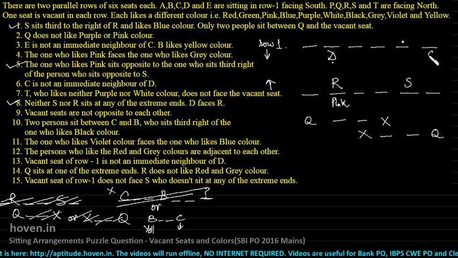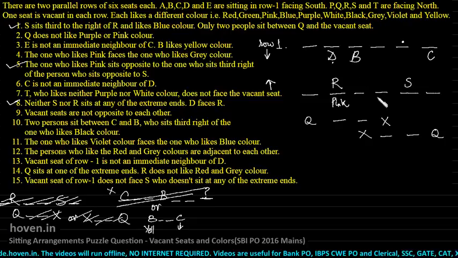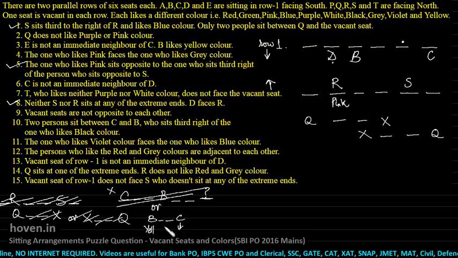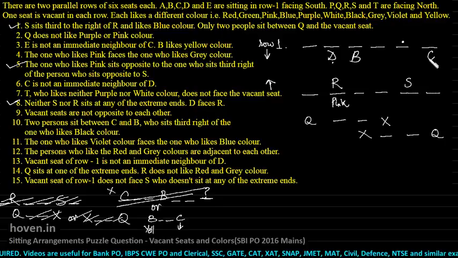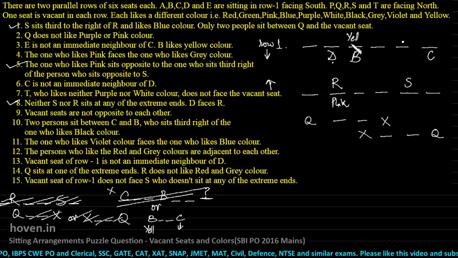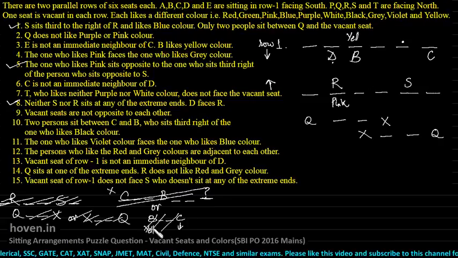And if C is placed at this position, then B will come at this position. Because C has three persons to the left and C can't be in the first three, so obviously C has to be at the corner. And B likes yellow, so I'll write yellow here to remind me that B likes yellow color. So I'll remove this. This is already consumed. So I have now finalized C, B, D, R, S.